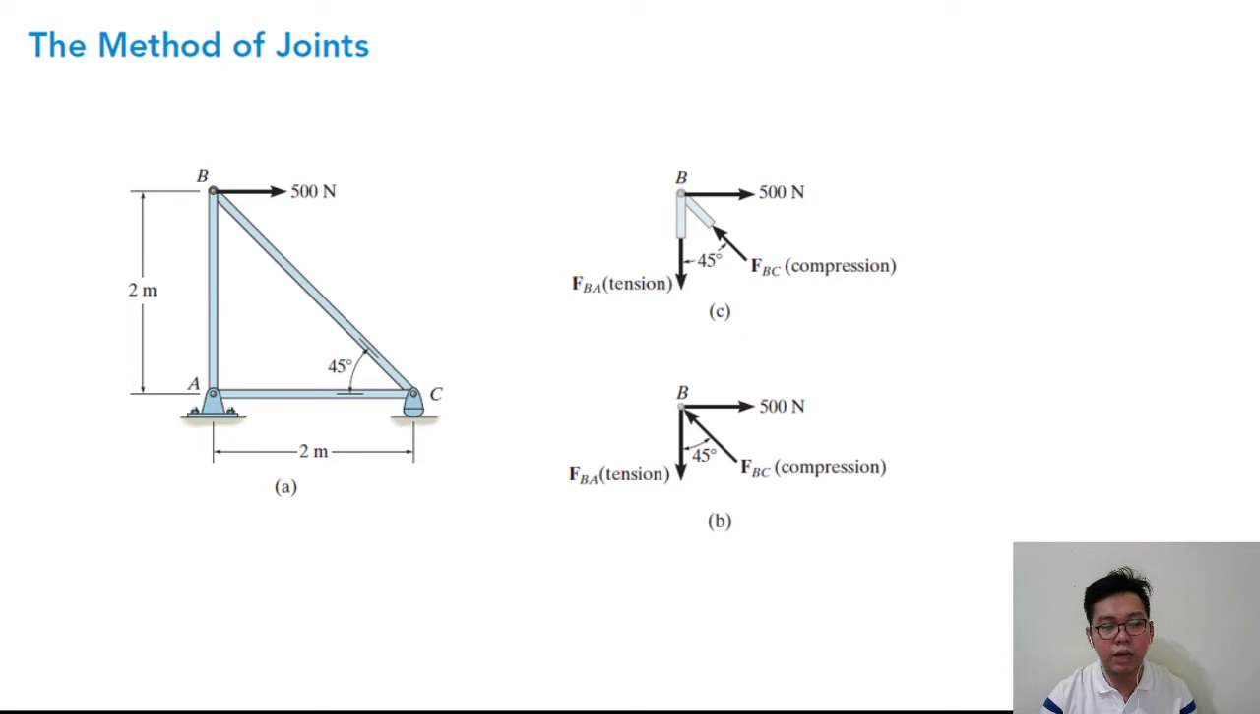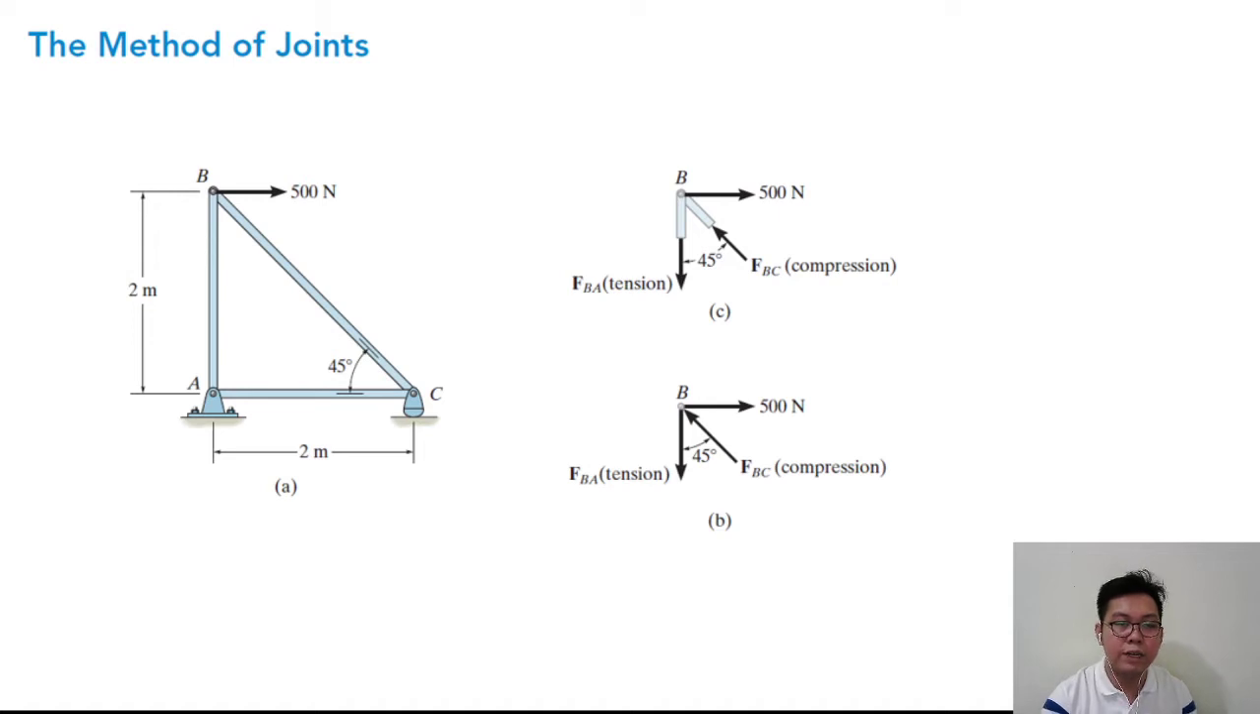Mas madali kasi yun, guys, na mag-assume kayo na lahat in tension muna at first. Kasi pag meron kayong negative na makuha, meaning, lahat ng negative na makukuha ninyo, compression. Unlike dito, for example, dito sa figure, alam niya kasi na yung FBA is in tension, FBC is in compression. Minsan, kahit ako, hindi ko talaga makikita minsan kung compression ba or tension yung member. So, as much as possible, guys, since baguhan pala kayo, or just a review man lang to, just assume muna na lahat ng members is in tension.